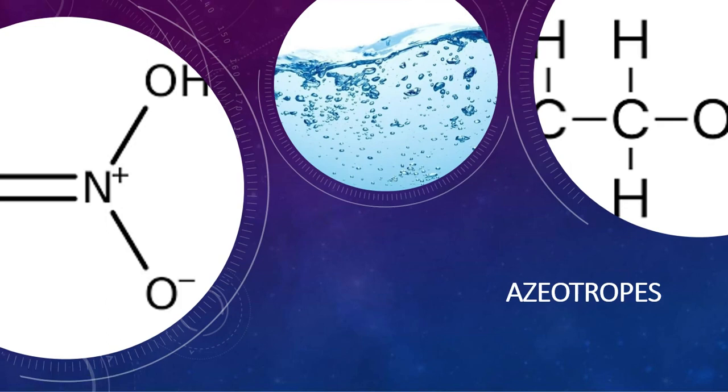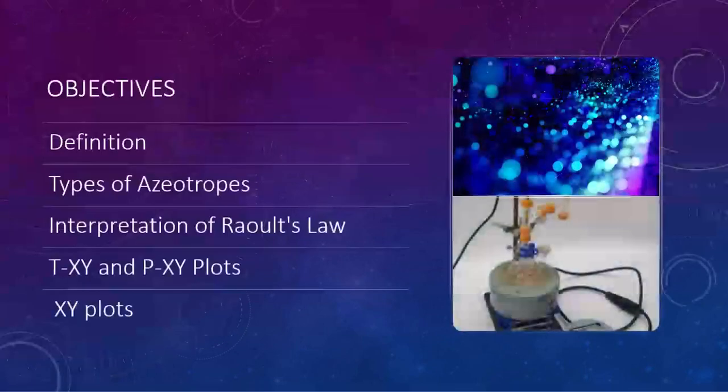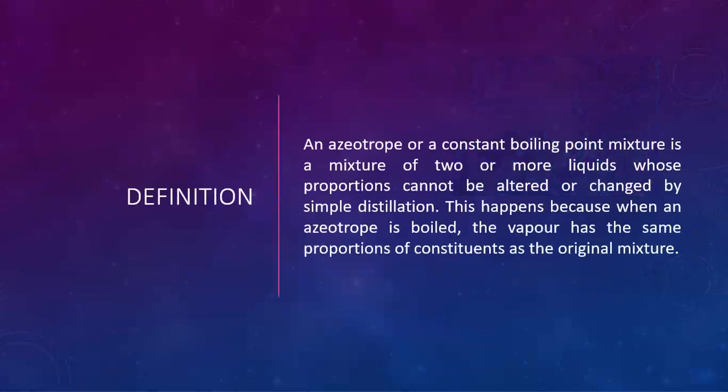So, let's begin with azeotropes. Here our objectives are knowing what azeotropes are, what the different types are, and how we interpret them from Raoult's law. Then we'll go through the vapor liquid equilibrium diagrams, that is the TXY, PXY and XY plots for the azeotropes. So first we will go through the definition.